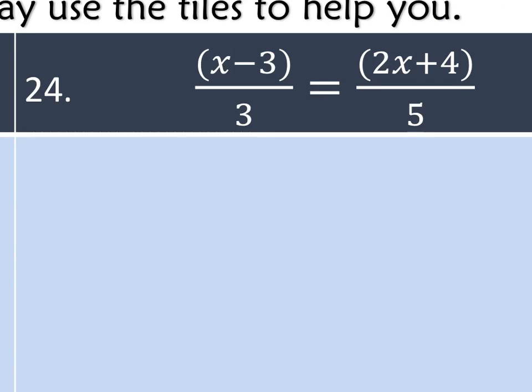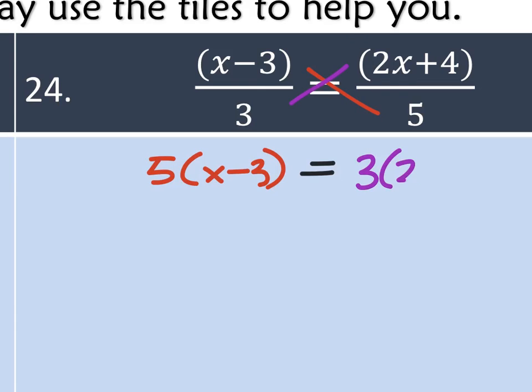So this is a proportion because we have a fraction that equals a fraction. It's just set up differently than what we saw perhaps in the proportions unit. But since it is a proportion, we can use cross multiplication to solve it. Okay, so one cross will equal the other cross, and this is 5 groups of x minus 3 right there. And it's going to equal the other cross, which is 3 groups of 2x plus 4.